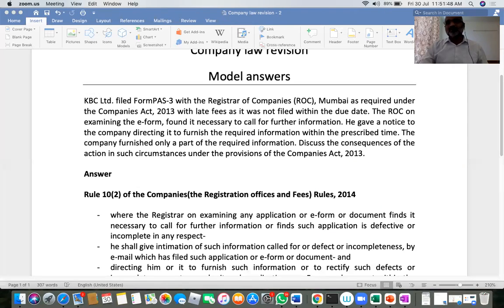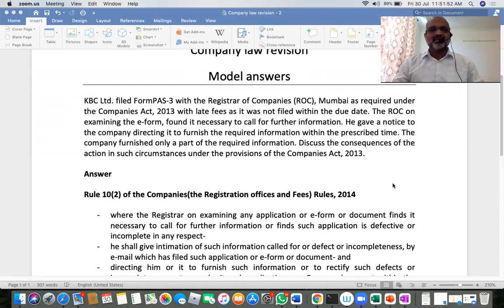This is a part of the company law revision series. I have the next lecture. I'm taking the questions initially from the previous exam question papers. Based on those previous exam question papers, I'm explaining so that you will have an idea how the question was actually asked. That is the basic thing. So let us look at this question.